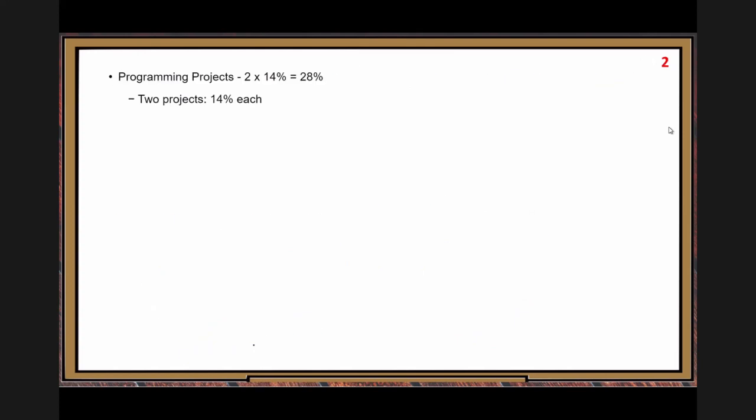Next, programming projects. There are 2 programming projects. Usually I allow you to use 3 major programming languages: one, C or C++, another Python, the third one Java. So usually these 3 programming languages.